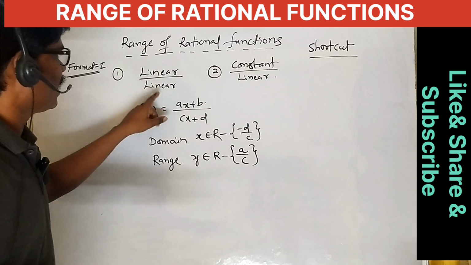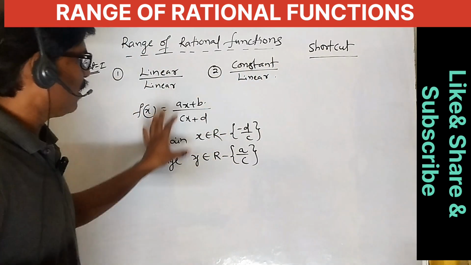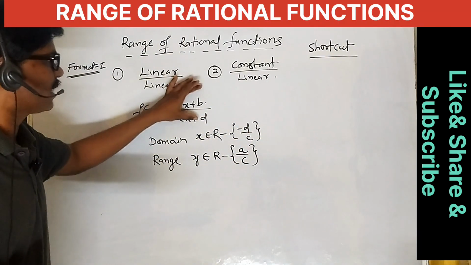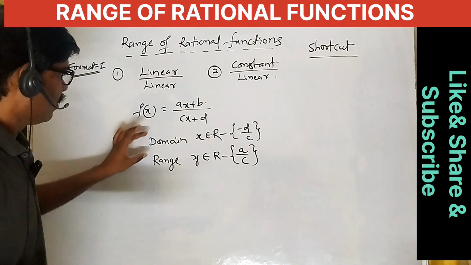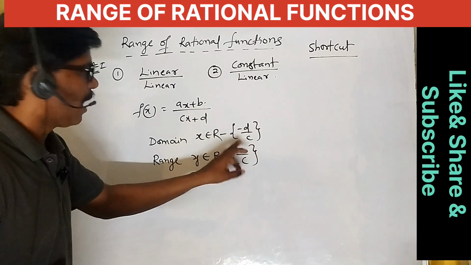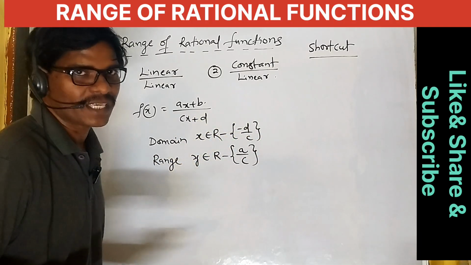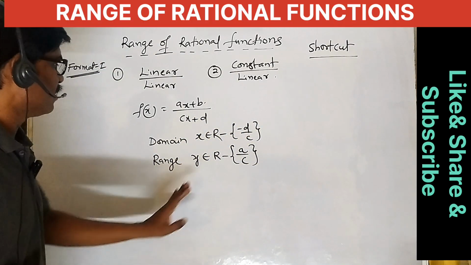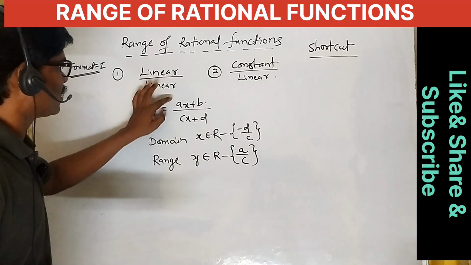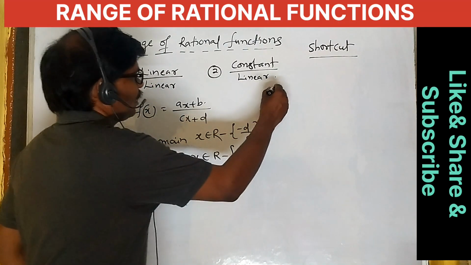Rational functions, format 1. The first one is linear by linear. The second one is constant by linear. What is the shortcut method? f(x) = (ax + b)/(cx + d). The domain is x belongs to R minus {-d/c}. Next, the range of this function is y belongs to R minus {a/c}, x coefficient by x coefficient.